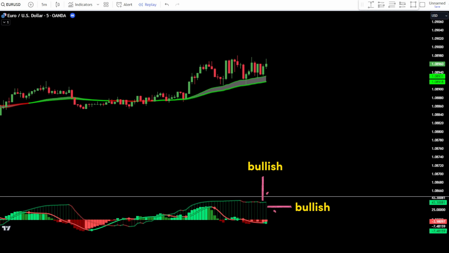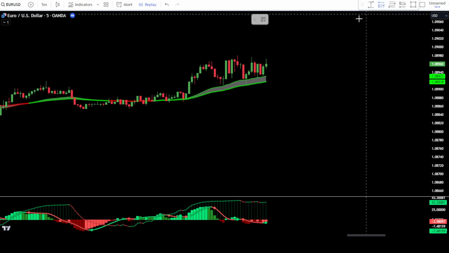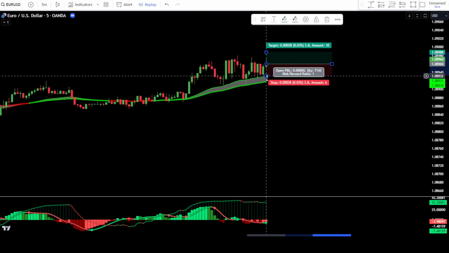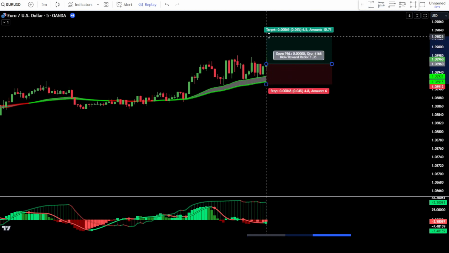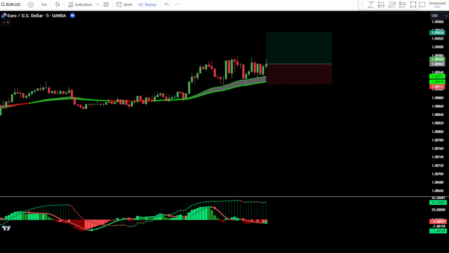Before entering, ensure that the B Xtrender trend histogram and B Xtrender trend line are also green. As confirmation, ensure that the formed candlestick is bullish. Once all conditions are met, you can place a buy order after the bullish candlestick closes. Place a stop loss at the last swing low. Target take profit using a risk-to-reward ratio of 1 to 1.5.